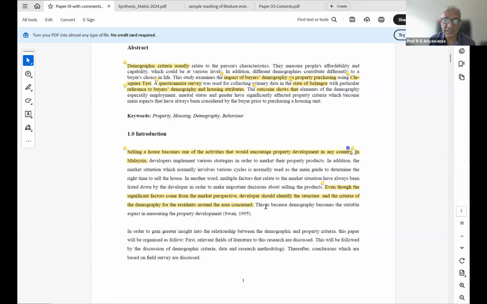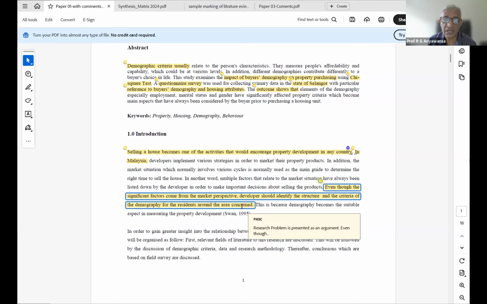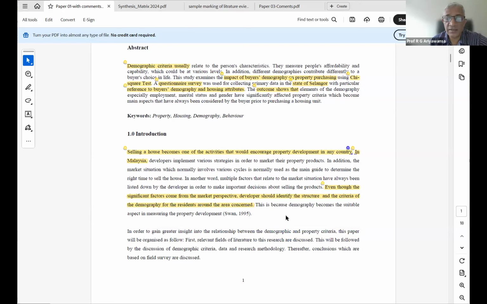The statement is the facts to generalize their problem, or for their rationale. Understood how they have rationalized their research problem? Understood? Tell me quickly. Yes, sir.